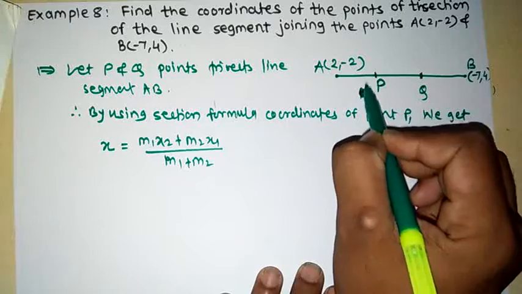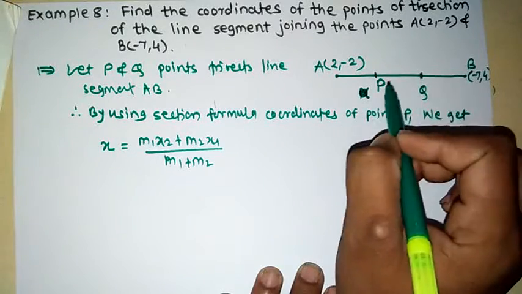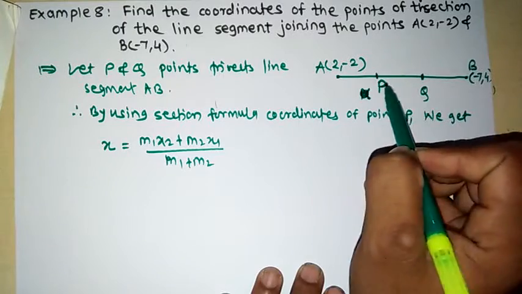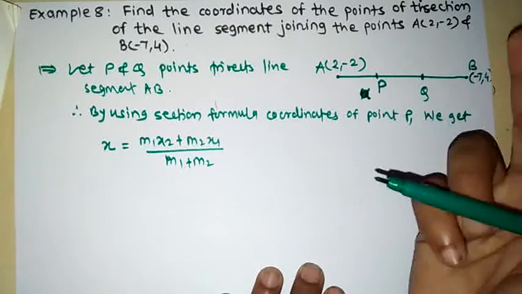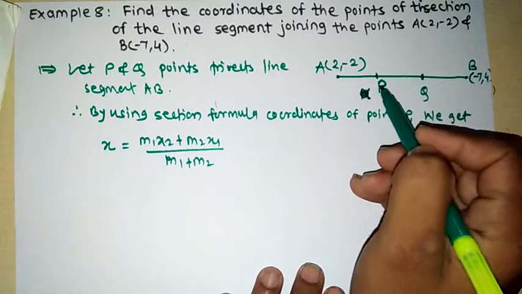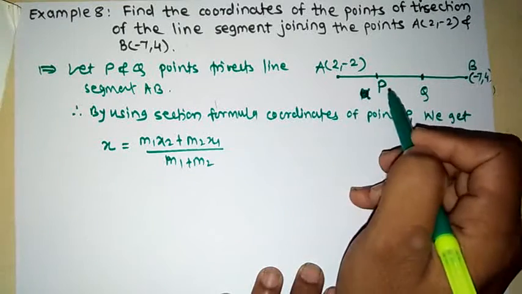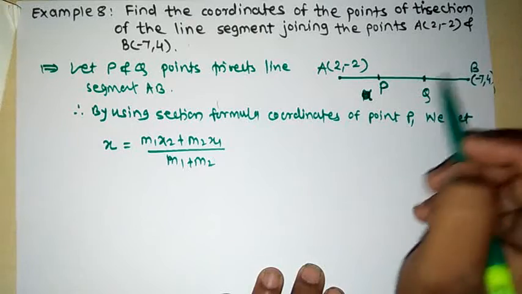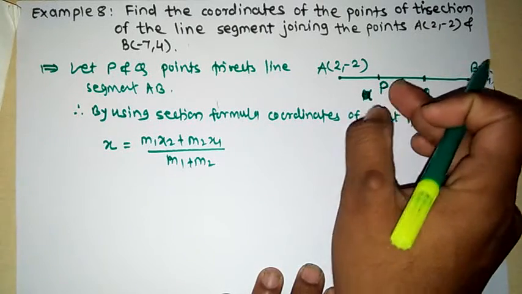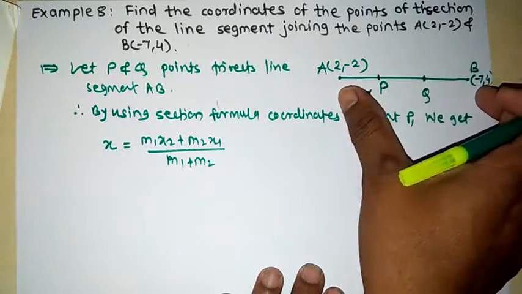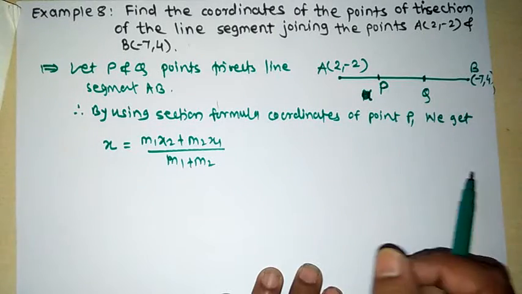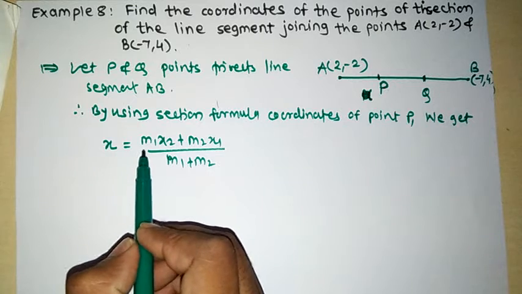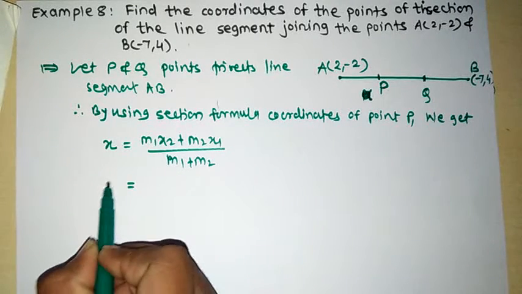Therefore, can we say that this point P divides the line segment AB in the ratio of 1:2? Because before point P there is one part, and after point P there are two parts, that is PQ and QB. Therefore, we can say this point P divides the line segment AB in the ratio of 1:2. That is, m1 is equal to 1 and m2 is 2 here. We will put all the values.